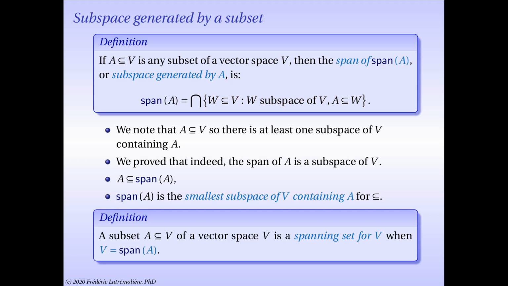As a matter of terminology, if we have a subset A of V, where V is a vector space, which spans all of V, that is, the span of A is all of V, then we call A a spanning set for V.